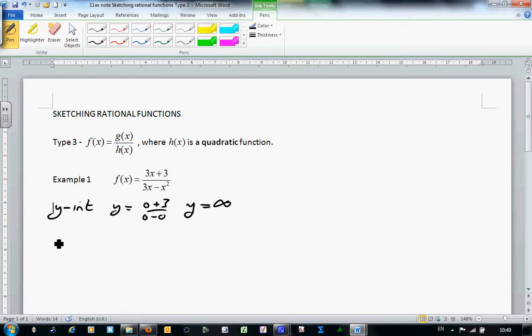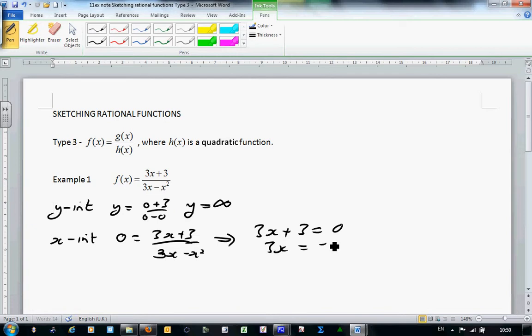Let's have a look for an x-intercept, see if there's one of those. Again, what we're looking for is where y is 0. So we're going to have that, and again the denominator will multiply by 0, and we end up with that. So 3x equals negative 3, x equals negative 1. So when x is minus 1, y is 0 is a result.